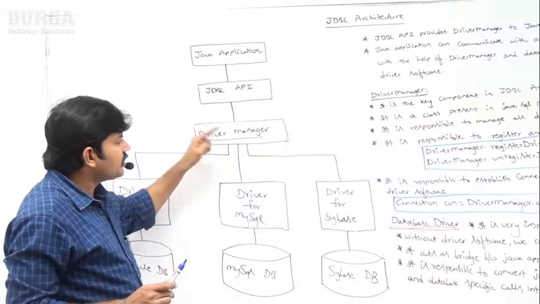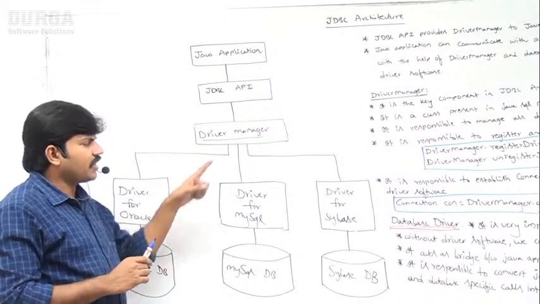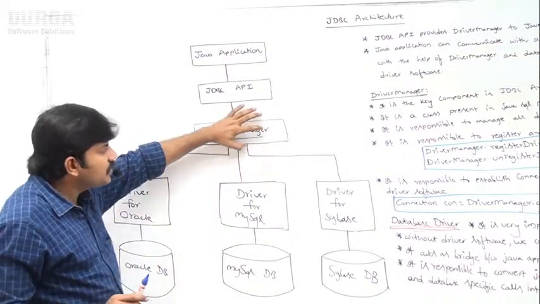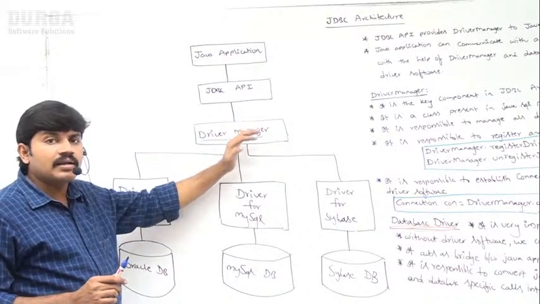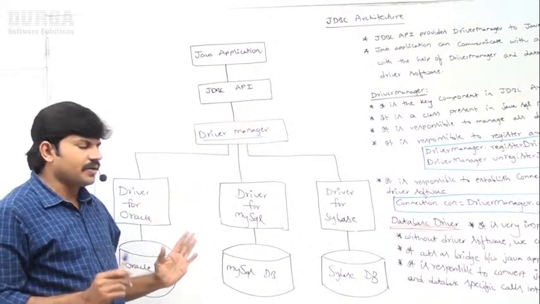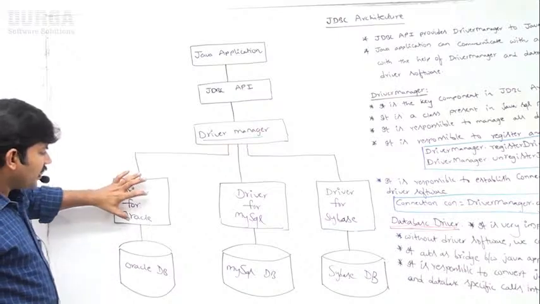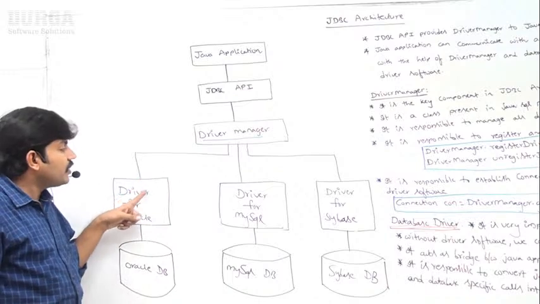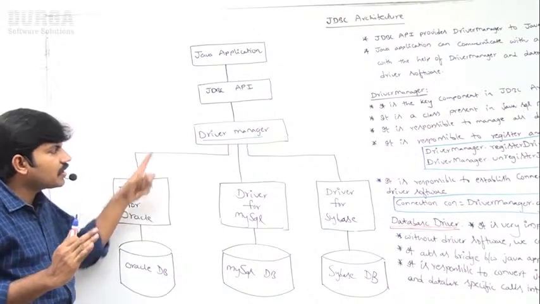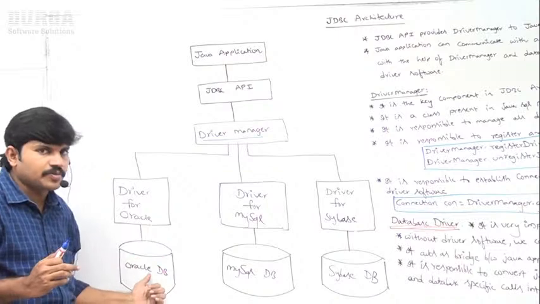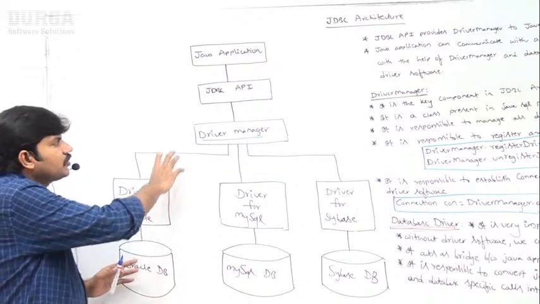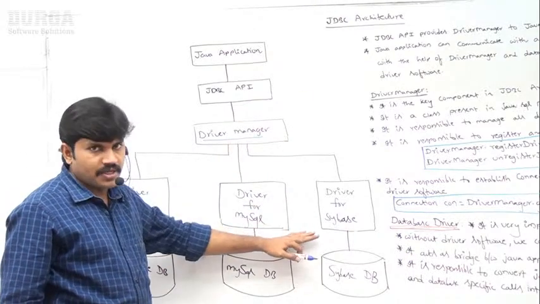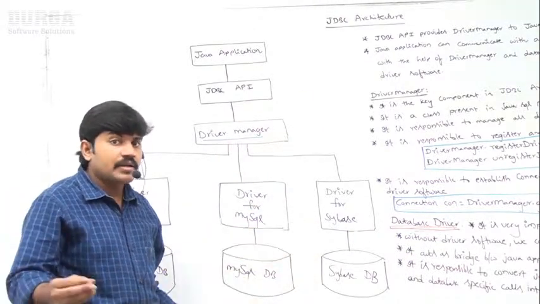Are you getting it? Next, driver manager can communicate with the database with the help of driver software. It is responsible to register and unregister drivers, as I covered already. Next, driver software is a very important component, responsible for converting Java calls into database specific calls and database specific calls into Java calls. This is the brief description about the JDBC architecture.